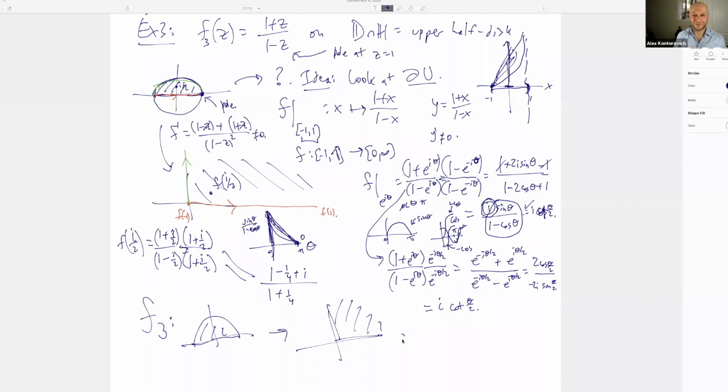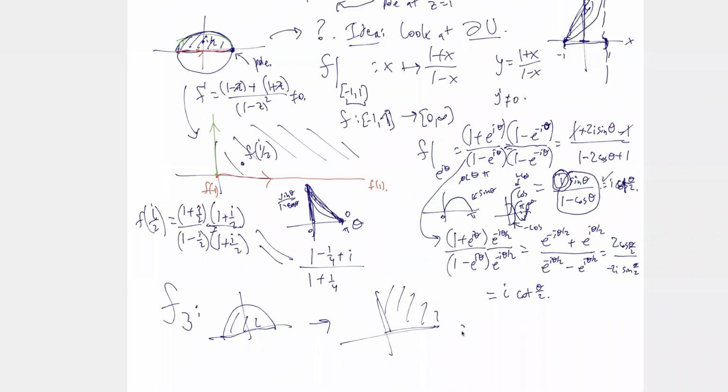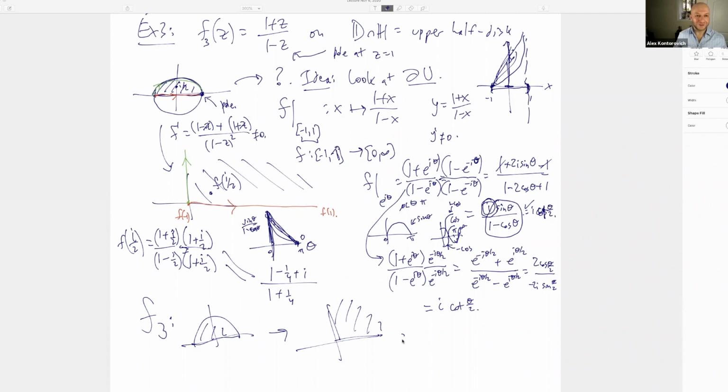Does that make sense? Let's do another one. So after we figured this out, we should show that this is injective maybe? Yes, if you like. Well, one way to show that it's injective is to show that it has an inverse.